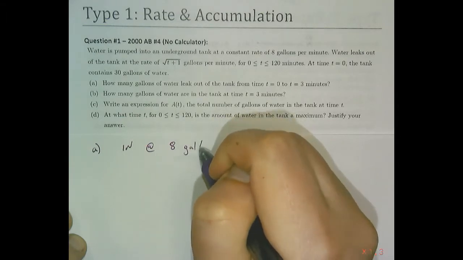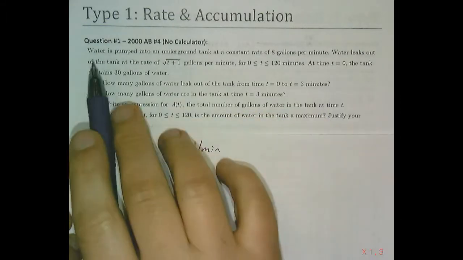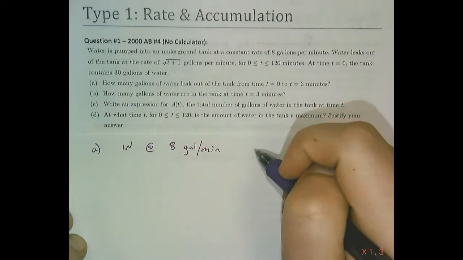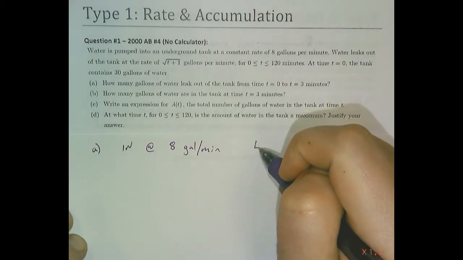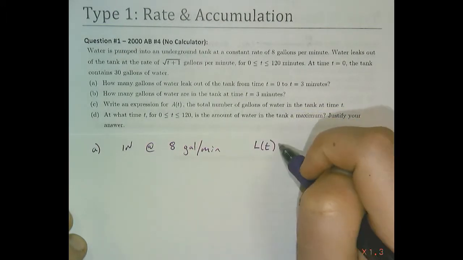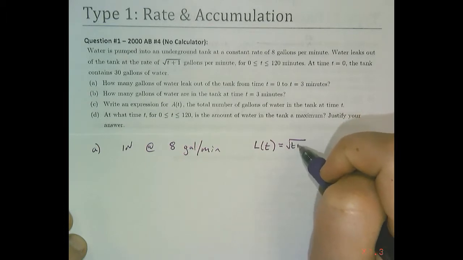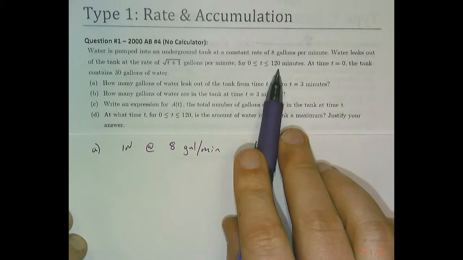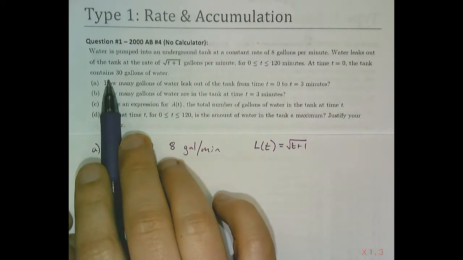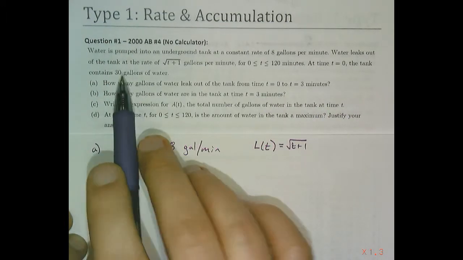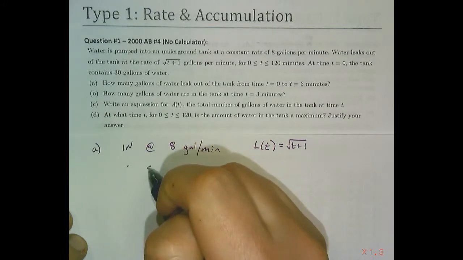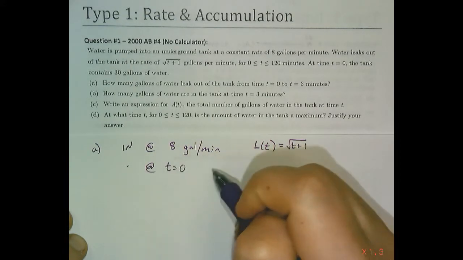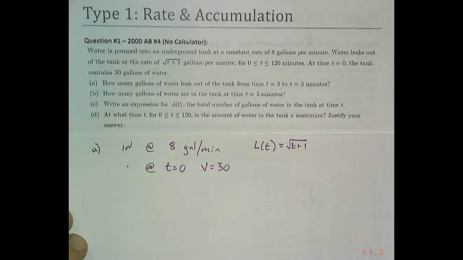I don't know if I need that for part A, but water leaks out of the tank. So we can call that function leak, L of t. L of t is root t plus 1. It's leaking out for the first 120 minutes. At time 0, the tank contains 30 gallons of water. So at t equals 0, volume equals 30 gallons.